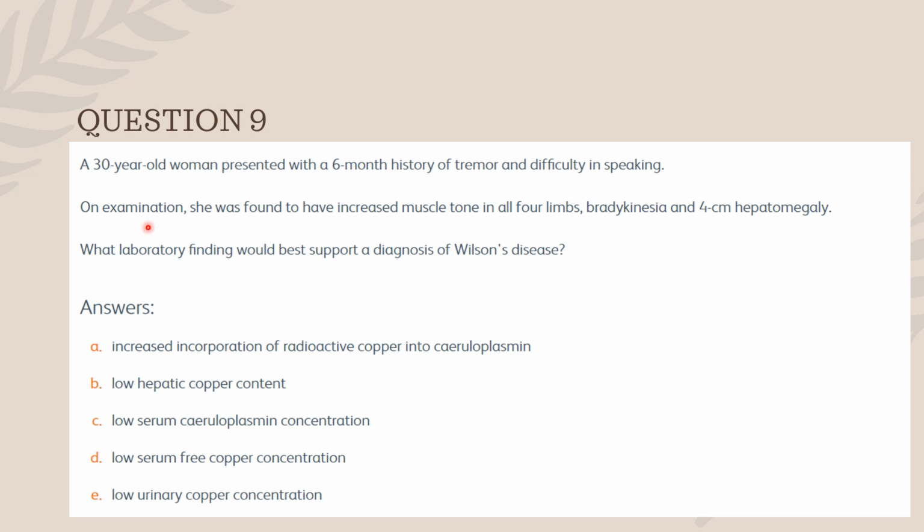Question 9. A 30-year-old woman presented with a 6 month history of tremor and difficulty in speaking. On examination, she was found to have increased muscle tone in all 4 limbs, bradykinesia, and 4 cm hepatomegaly. What lab finding would support a diagnosis of Wilson disease? So you have to actually care about what is given in the final sentence of the question.